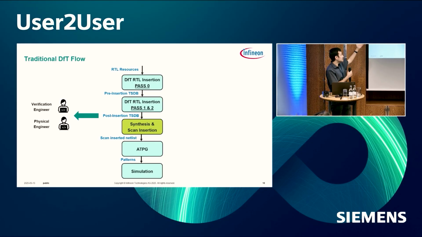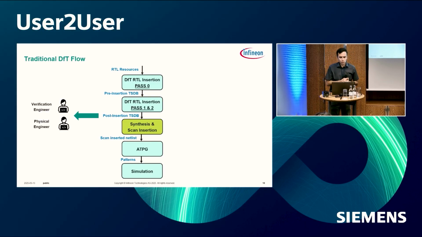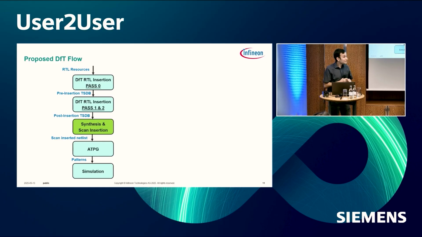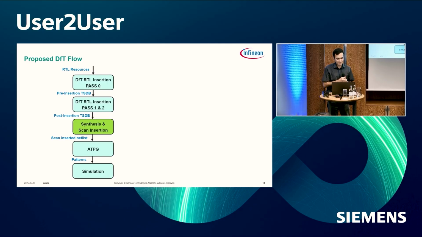For example, the synthesis team or physical team get involved to run the synthesis for us, and the verification team might get involved to pick up this modified RTL to do some verification. However, if we find out there is a problem in the RTL, again, we waste a lot of time and a lot of resources. We have to go back and run the RTL insertion again. However, as I said, we can integrate the Tessent Quick Synthesis into the flow to avoid such problems.